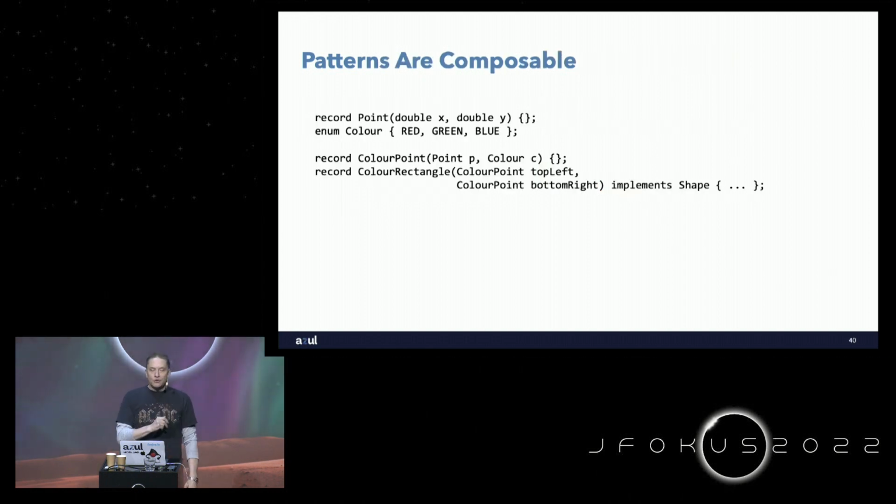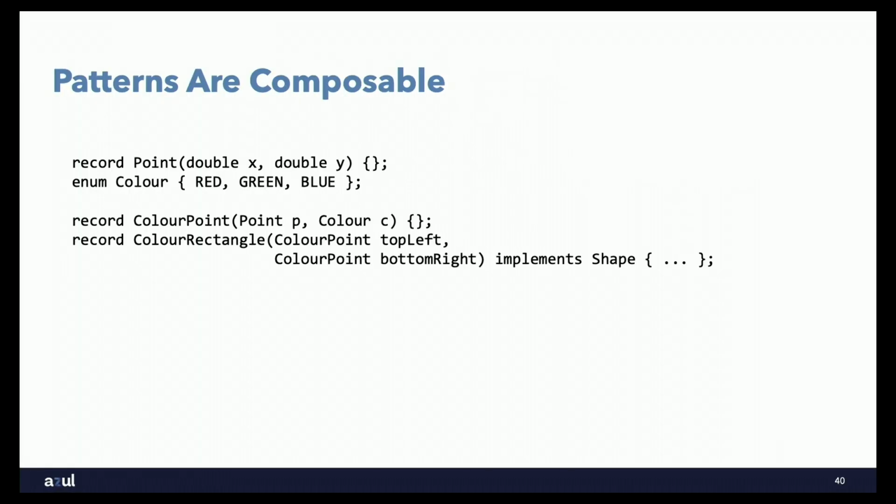Let's make that a little bit more complicated because patterns are also composable. Take our record called Point, which has x and y. Let's introduce an enumeration Color, which has got red, green, blue. Then we'll create two more records. One's a ColoredPoint, which has a point and a color. And then we'll create a ColorRectangle, which has two colored points, top left, bottom right. And we'll say it implements a new interface Shape, just because we need it to do something like that. It's not quite the same as the shape I showed you before, but it's an interface that I've just created.